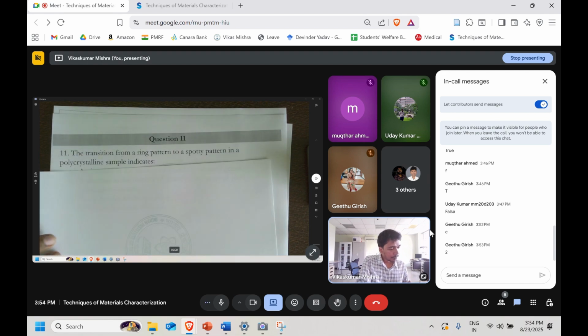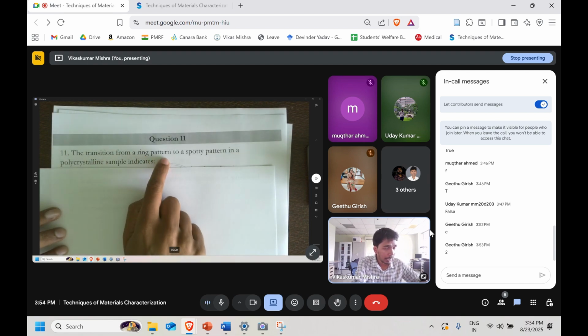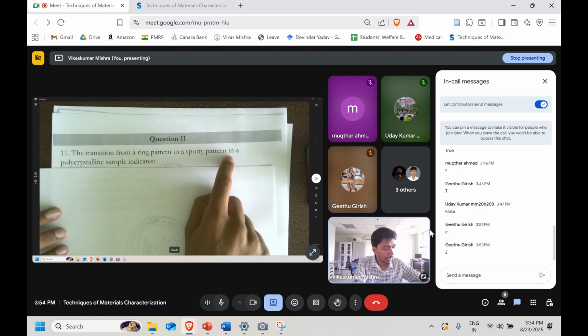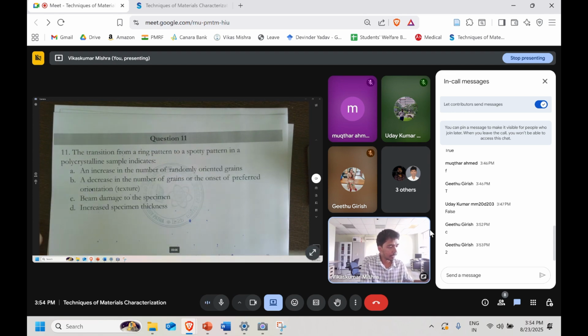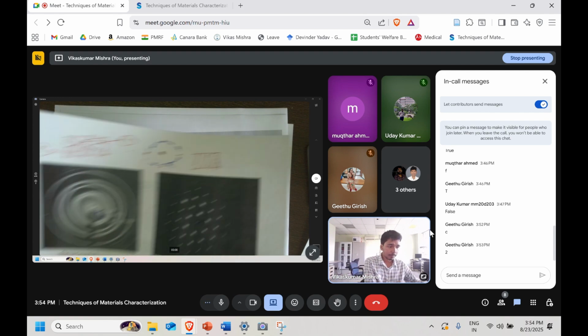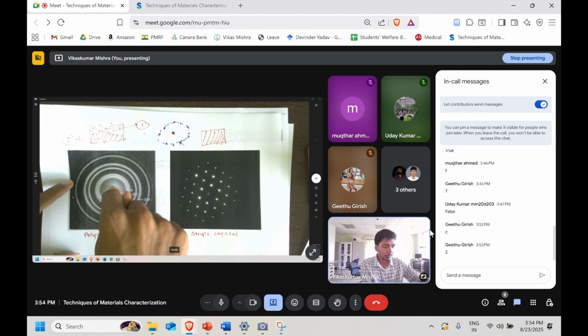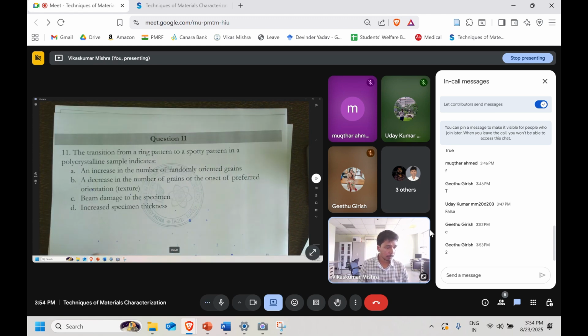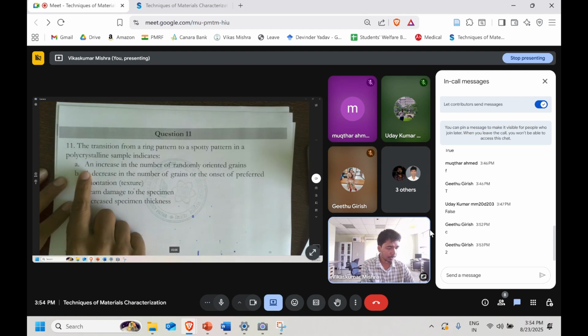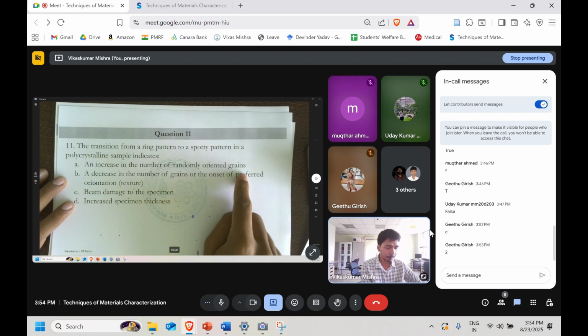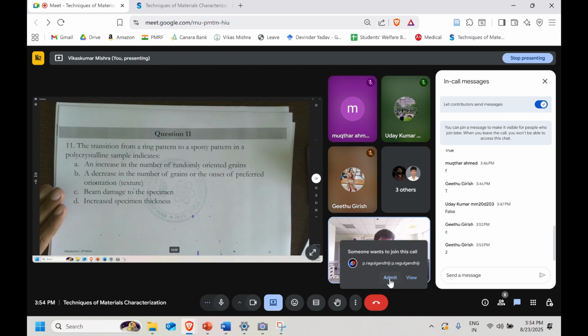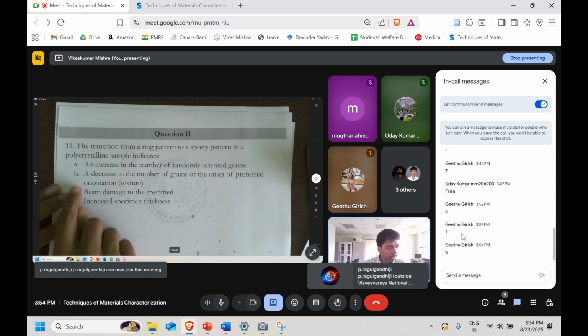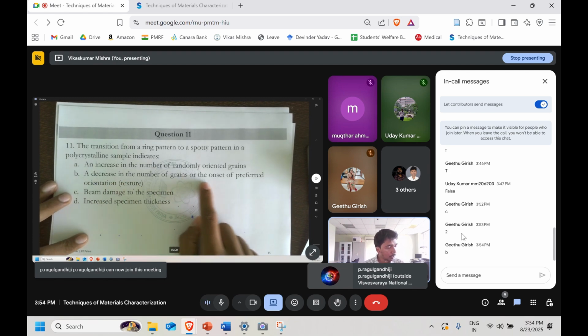The question says that the transition from the ring pattern into the spotty pattern in a polycrystalline sample indicates what? Our diffraction pattern is changing from the first to the second, that is, from the ring pattern to the spotty pattern. What does it indicate? First one, an increase in the number of randomly oriented grains. Second, a decrease in the number of grains or the onset of preferred orientation.